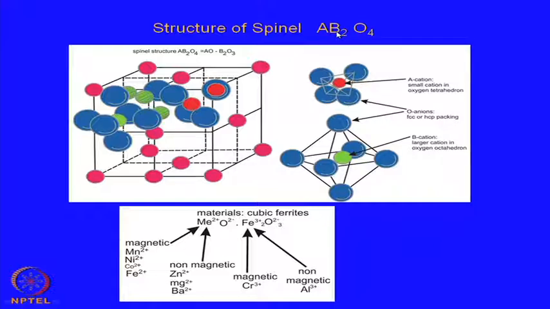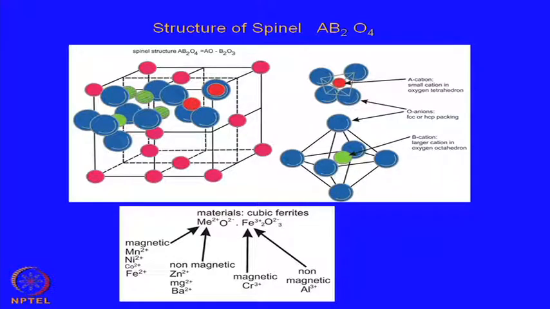One is A and there is B, and to be specific, A can be magnesium and B can be aluminium. So it becomes magnesium oxide and Al2O3, MgO Al2O3 or MgAl2O4. This particular compound, just like calcium fluoride has the mineralogical name fluorite, or sodium chloride has a mineralogical name like rock salt, has the mineralogical name spinel, and that is the reason the structure type is called spinel.